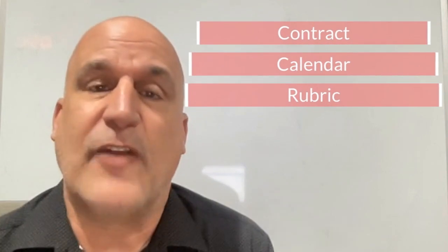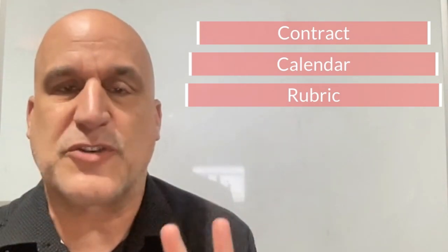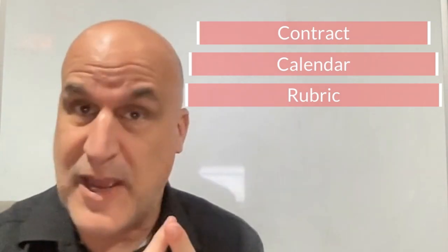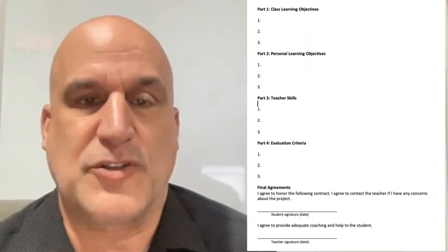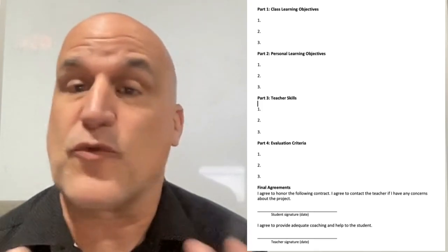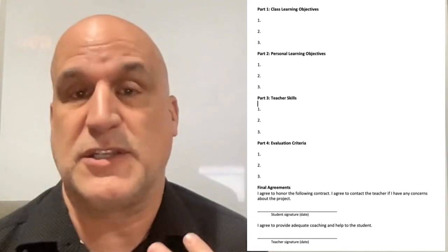Like I said, it's really important that you have structure when you're doing an independent study. And the three things that really hold this structure in place are the contract, the calendar, and your rubric. So let's talk about each of these and how these work. You can see this as an example of a couple of different contracts. The contract is just a written agreement between the student and you to keep them focused.